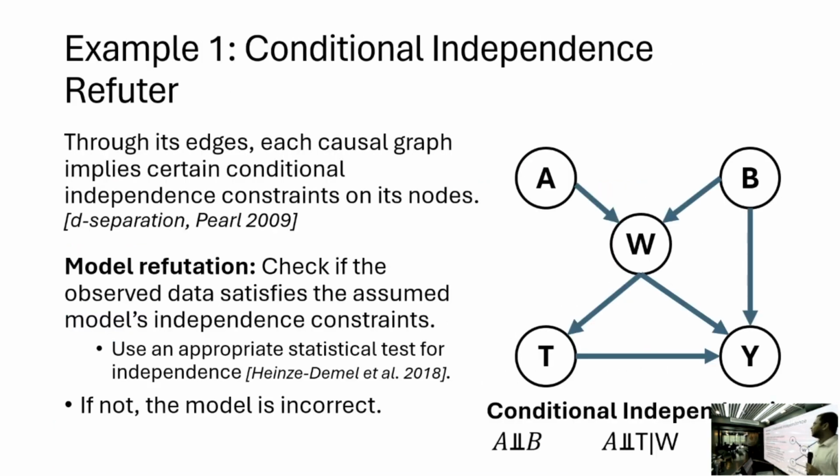So the first example is the conditional independence refuter. This sort of gets its name from exactly what it's doing. What it's saying is, hey, you gave me this graph based on your domain knowledge or based on some algorithm, right? Let me just test the conditional independences that come from this graph. So for example, this graph says A is independent of B. I can test it in the data, right? So it's a very simple way of just double checking that the graph that you have is reasonable. And if not, you can fix your graph.